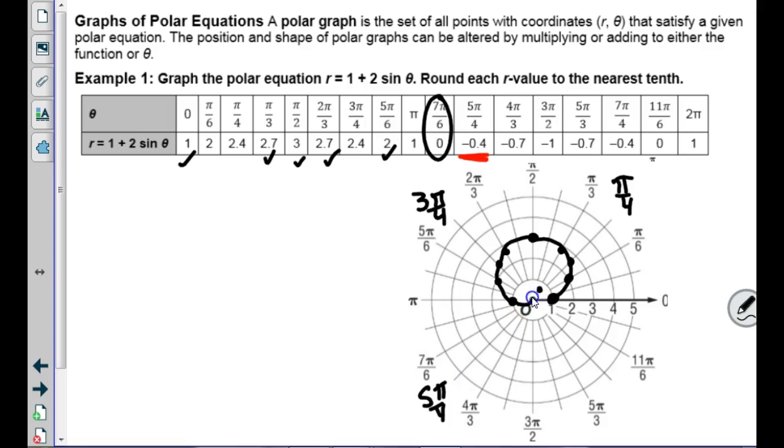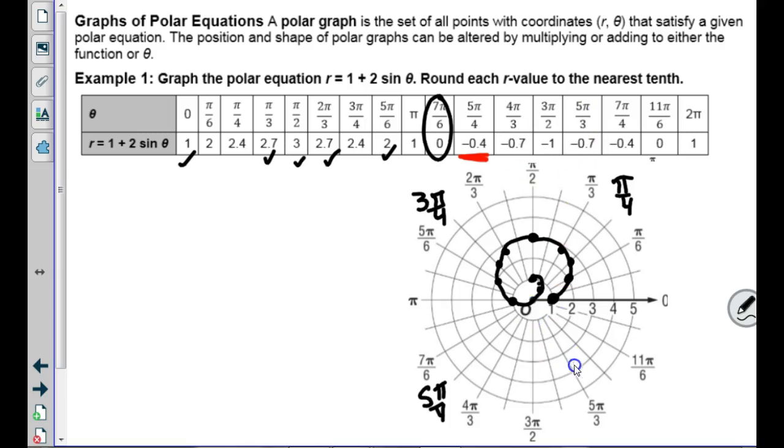Instead of going out towards 5 pi over 4, we're backing up. But we continue to rotate around the circle. That's why the numbers are getting bigger here. 4 pi over 3 is this line, and we're backing up 0.7, so almost to 1. These are so close together, I can't really tell. And then at 3 pi over 2, we're at negative 1, which would be right here. So this is the curve we just did. We continued around to there.